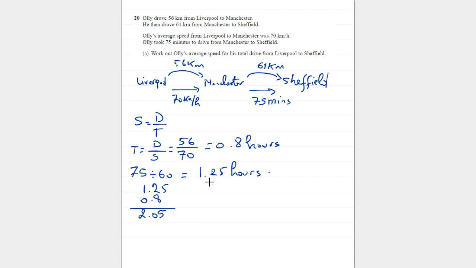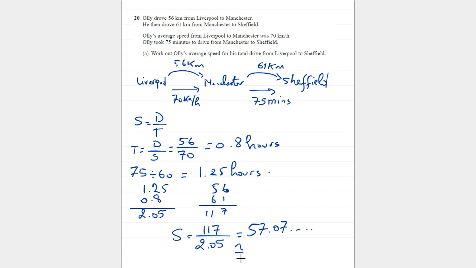Okay. Now the total distance is 56 plus 61. So 56 plus 61 gives you 117. So the average speed is going to be 117 divided by 2.05. Plug that in your calculator and you got something like this, 57.07 and so on. You need to round it.